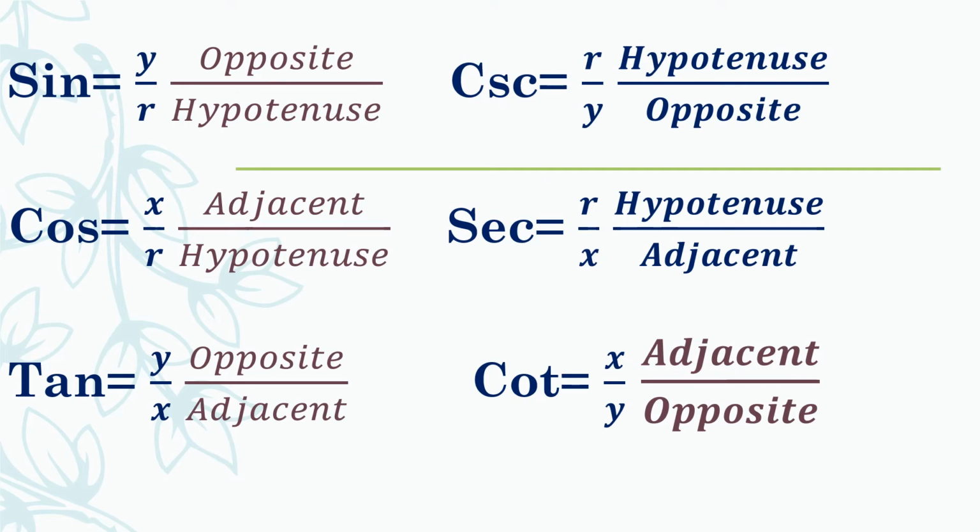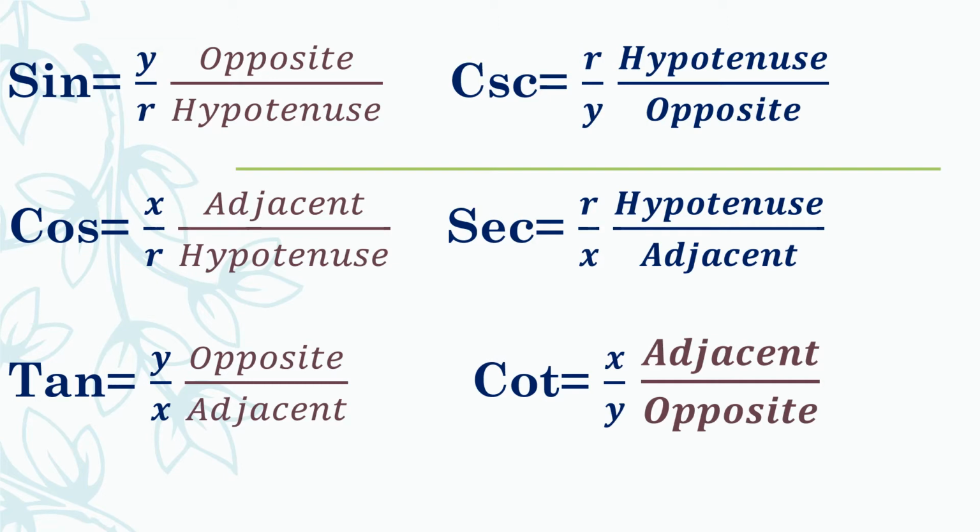All right, we have six trigonometric functions such as sine, cosine, tangent, cosecant, secant, and cotangent. For each value, sine is equal to y over r, or the opposite over the hypotenuse. For cosine, it is equal to x over r, or adjacent over hypotenuse. And for tangent, it is equal to y over x, or the opposite over the adjacent.